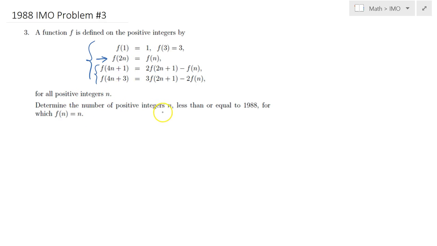Determine the number of positive integers n less than or equal to 1988 for which f of n is equal to n. So basically we need to find the fixed points of this function. Well, the fixed points less than 1988 of this function.